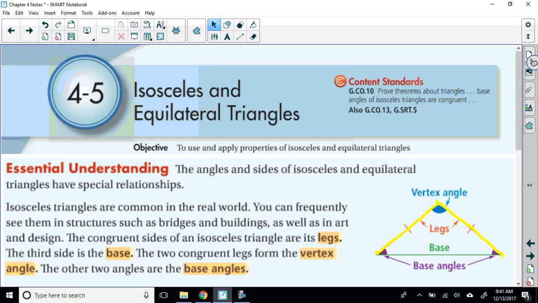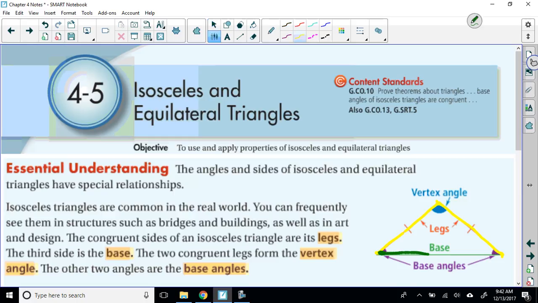When we go on to study right triangles in a future chapter, and right triangle trigonometry, we'll be talking about legs also. So make sure you're familiar with that word. In this case, it's the sides that aren't on the bottom of it. The third side is called the base, B-A-S-E, the base.